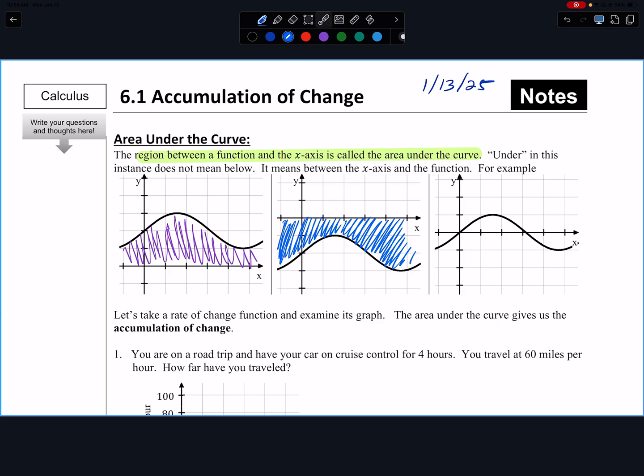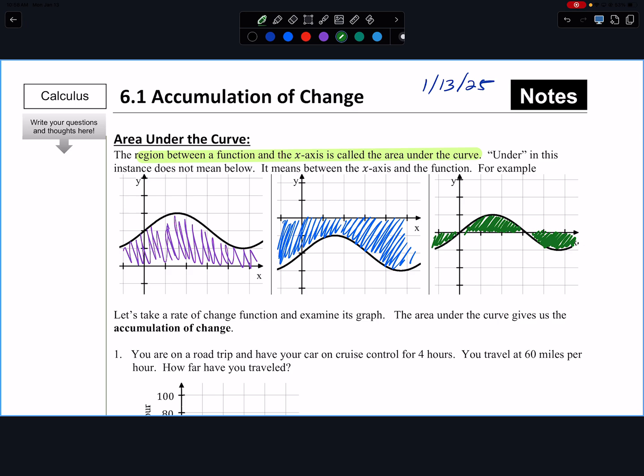Now sometimes the x-axis goes through the middle of the function. So the area of this function is interesting. Here the function's below the x-axis, so the area under the curve is just this part. But it's also this part, so plus this region, plus this region. Okay, does that make sense, guys?